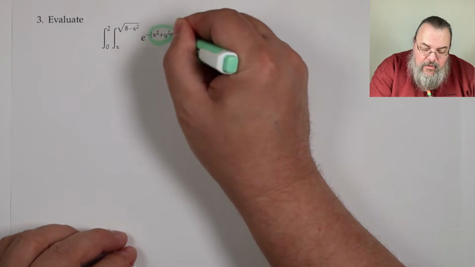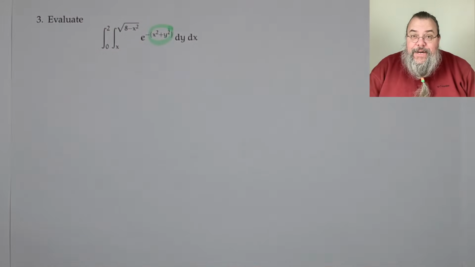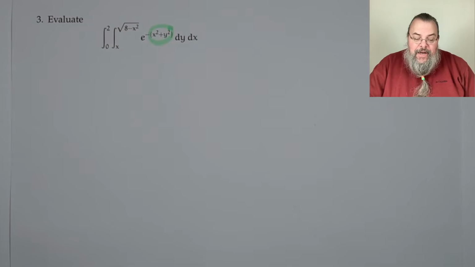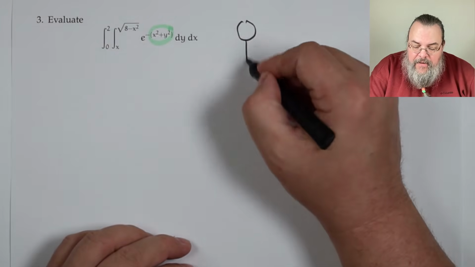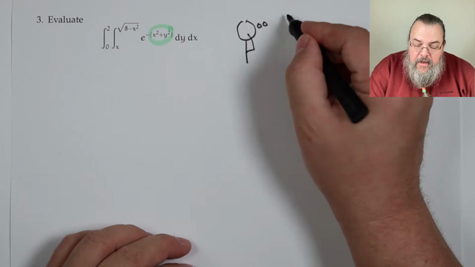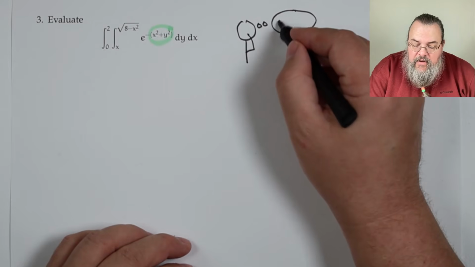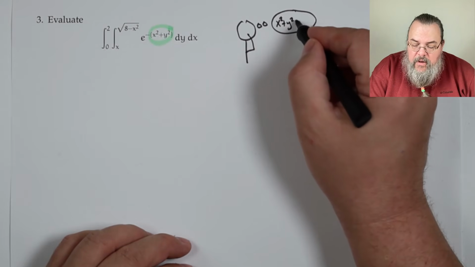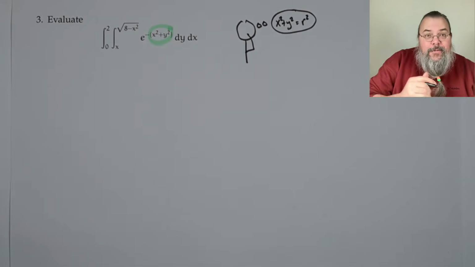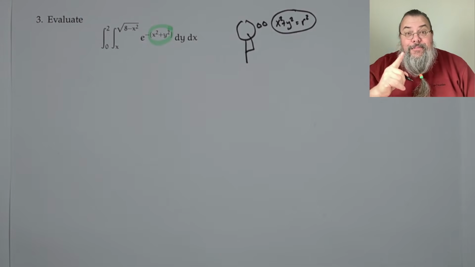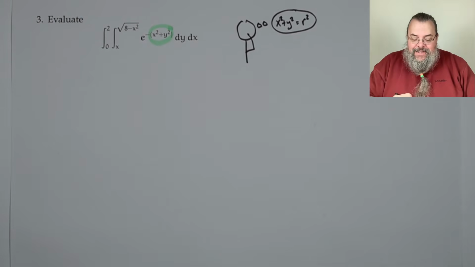This is what? X squared plus y squared. Now, here's what happens. When we see x squared plus y squared, it triggers a thought. And so we have a little epiphany. And the thought is very simple. X squared plus y squared is r squared. So when we see that, we're like, ooh, polar. All right, so that's a clue.